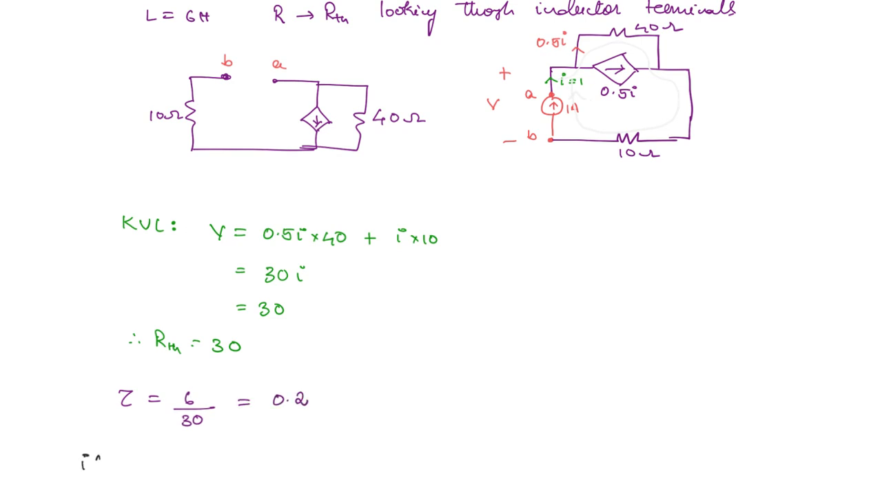So now what is the expression for current? I of t is equal to the initial value, which is 5, into e to the power minus t by 0.2, or you can write 5 e to the power minus 5t.